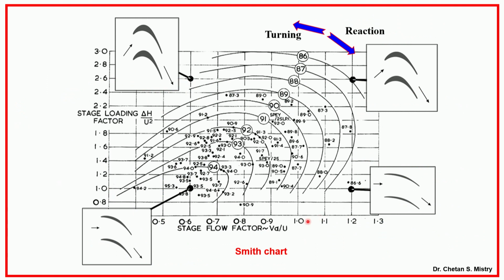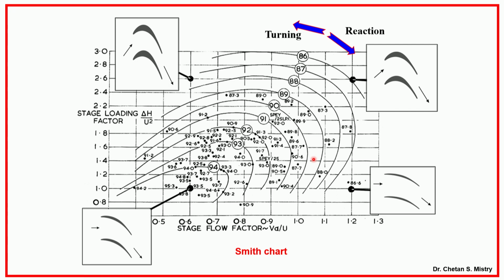Now, this is what is known as the Smith chart, and this is talking about what you need to do in terms of selection. So, if you consider, this is my stage factor or flow coefficient, and this is my stage loading factor. So, what Smith has done, he has collected all the data experimentally, those which were available, and he has plotted for flow coefficient and stage loading coefficient, and based on that what efficiencies they have received, that is what they have plotted.